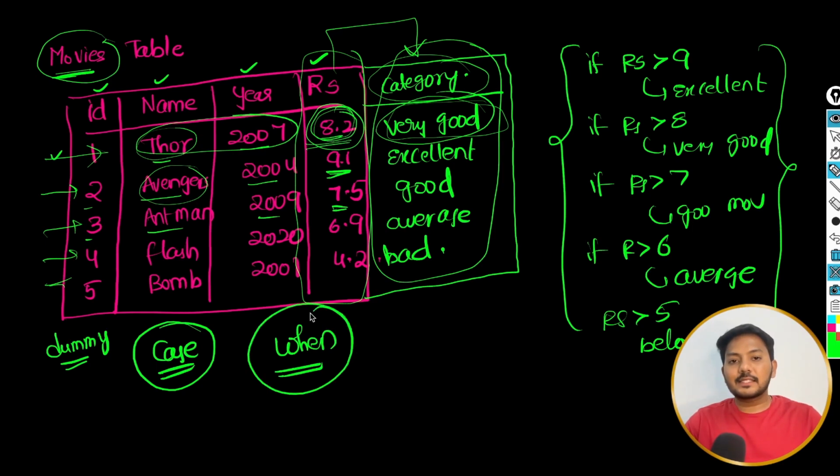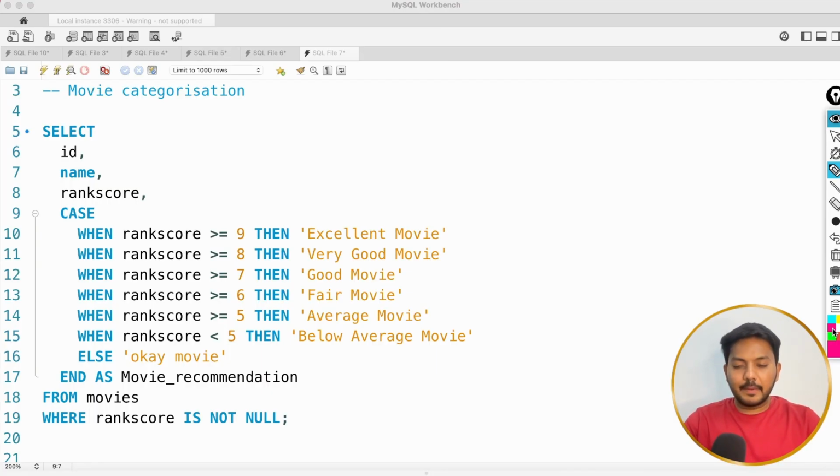So let's understand how you can recreate this in the SQL workbench and how you can achieve this outcome. If you look at this statement right here, let me break it down. I am selecting my ID column. I have four columns: ID, movie name, year, and rank score. I am selecting my name column, and I am also selecting my rank score column as well.